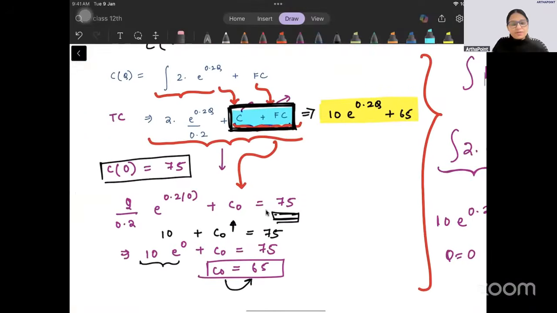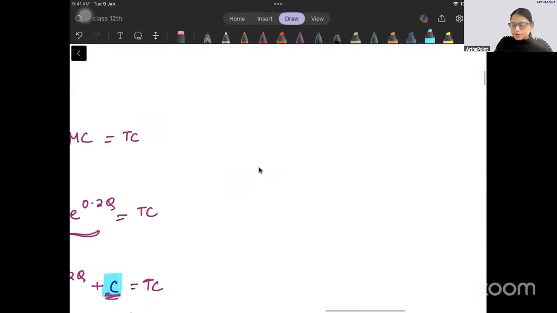Where we subtracted 10, this 10, ये जो 10 है this goes on the other side, no? I'll do it again. अगर कुछ भी confusion है let me do it again.